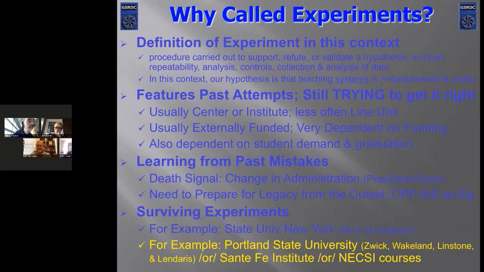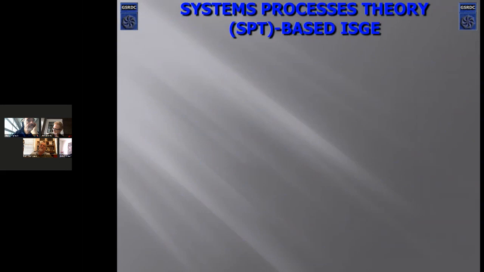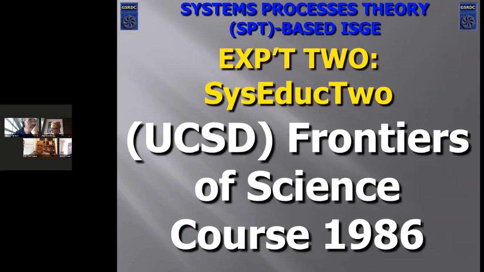Then there's things like Santa Fe Institute or NEXI courses. Those are pretty rigorous, and they're surviving, but at the same time, they're truly not general systems oriented. They're systems, you might say, associated. So of these 4 experiments, we're now going to go into Systems Education experiment 2, which was a course called Frontiers of Science in 1986 at University of California, San Diego.